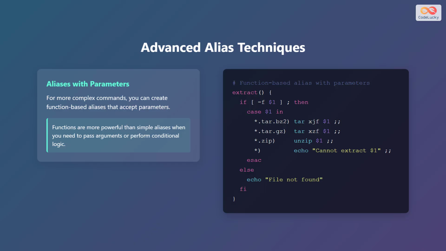Then add different cases such as *.tar.bz2) tar xjf $1 ;;, *.tar.gz) tar xzf $1 ;;, *.zip) unzip $1 ;;, and then a default case of *) echo "cannot extract $1" ;;. Then close the case statement with esac. Else, echo "file not found". Finally, close the if statement in the curly brackets.